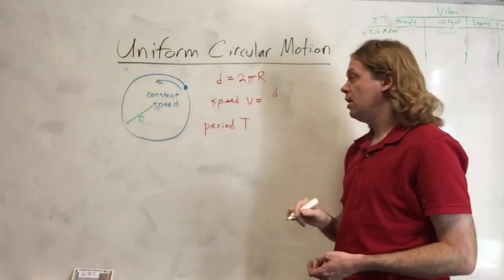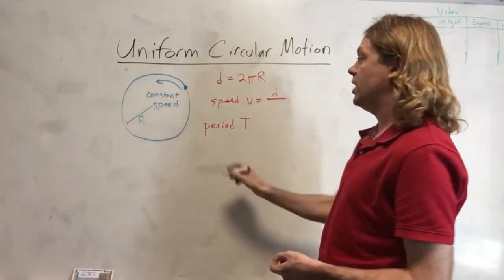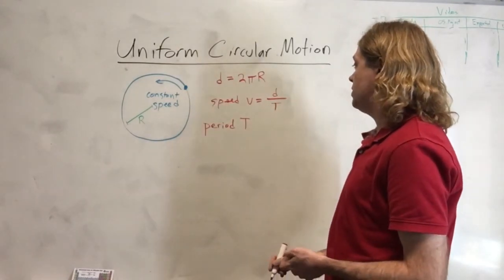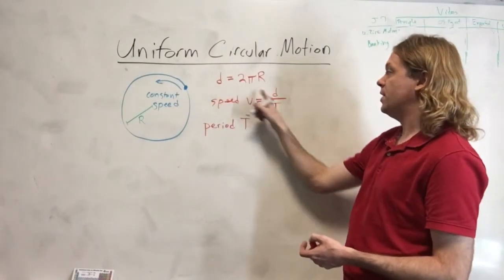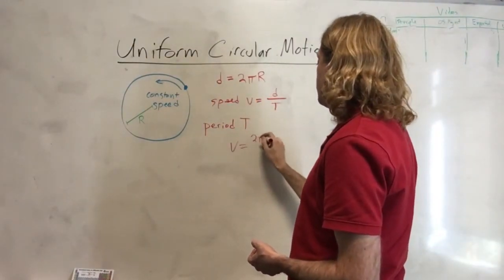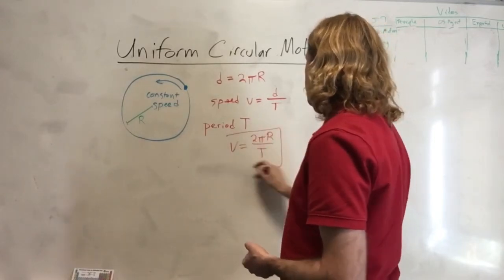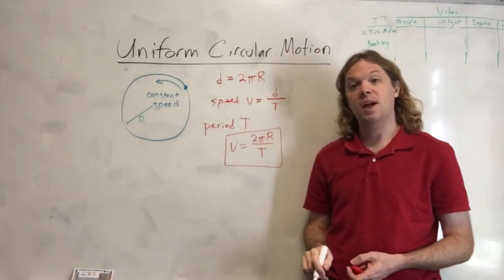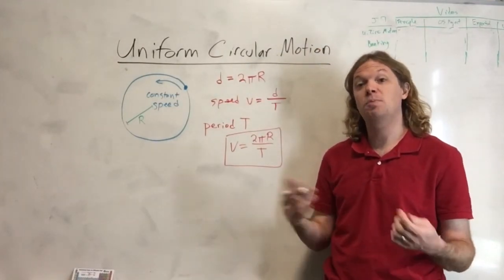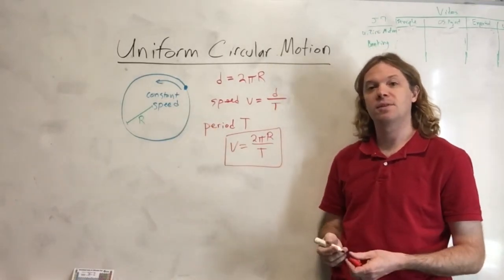capital T. So in my definition of speed, I have the speed is the distance divided by the time it takes to make one rotation. That's the period. So d divided by T. So if I plug this into here, I have a nice relationship between the physical size of the circle, the radius, and the period that it takes for the object to go one time around. So that's a simple relationship that happens in uniform circular motion and is special to uniform circular motion because we know something about the geometry of the system.